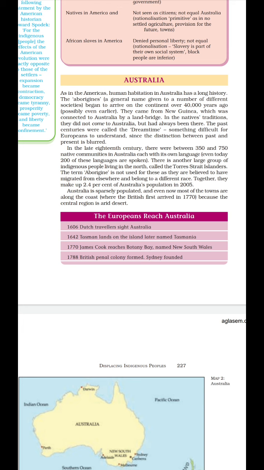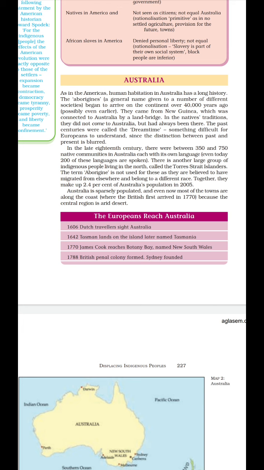As in America, human habitation in Australia also had a long history. A term was given, Aborigines. It means that they arrived on the continent 40,000 years ago or before, and they settled in Australia. They came from New Guinea, which was connected to Australia by a land bridge. That is, from where did they come? They came from New Guinea through a land bridge. That is, through a land bridge, they entered Australia.